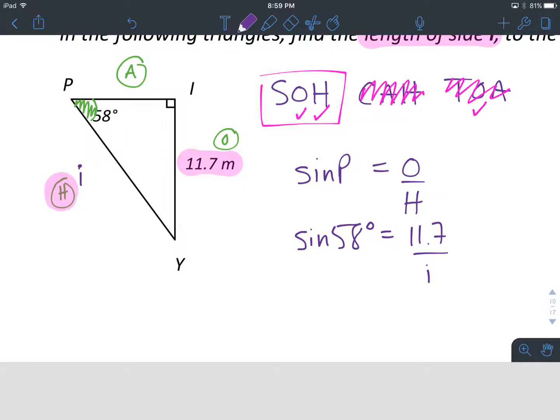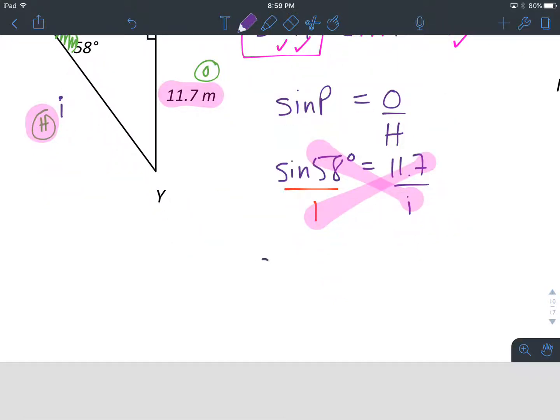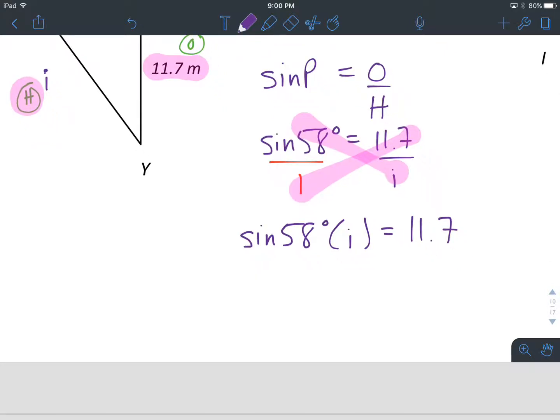Same method to solve. So far, we're going to turn this into a proportion by putting sine 58 degrees, which again is a number, over 1, and we're going to cross multiply to solve. So let's set up that cross multiply right now. So we are going to have sine of 58 degrees multiplied by little I equals 11.7 times 1, so we'll just leave that, 11.7.